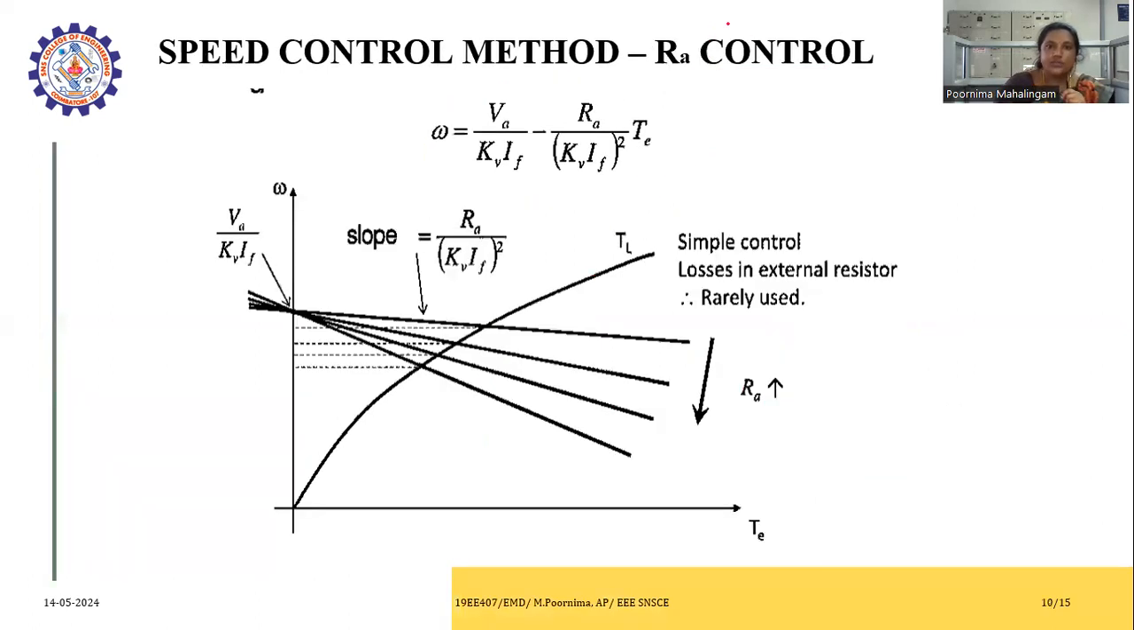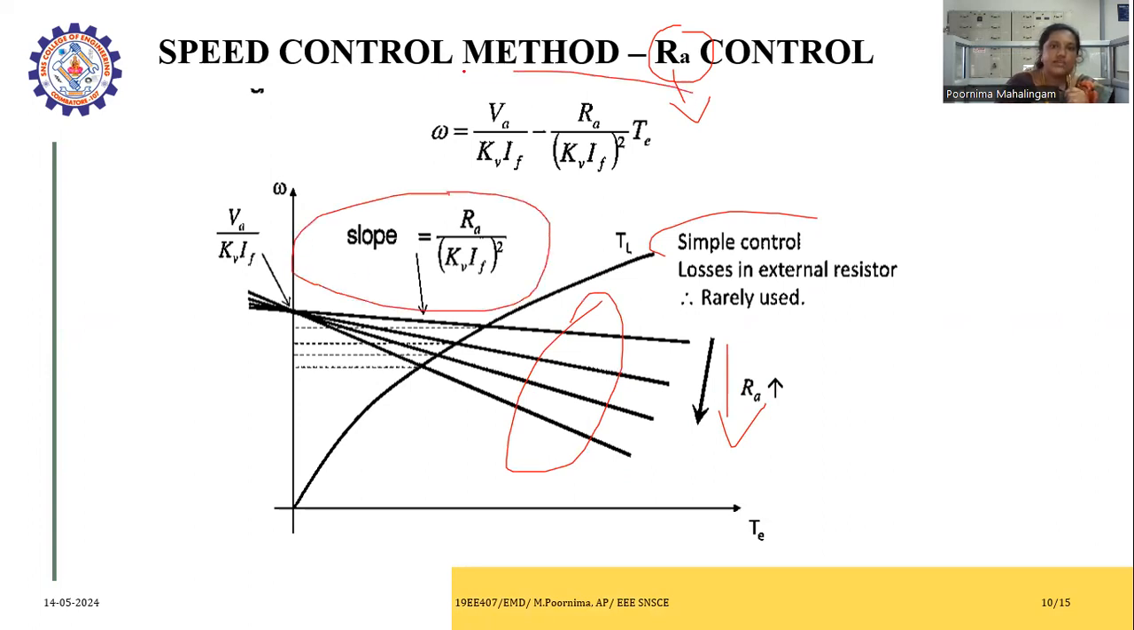Now coming to the RA method, that is the armature resistance control method. What happens by varying the armature resistance? We have variable speed. We can control the speed above base speed or below base speed. Here we have the slope equations, and the armature current and speed equations. This is the RA method.